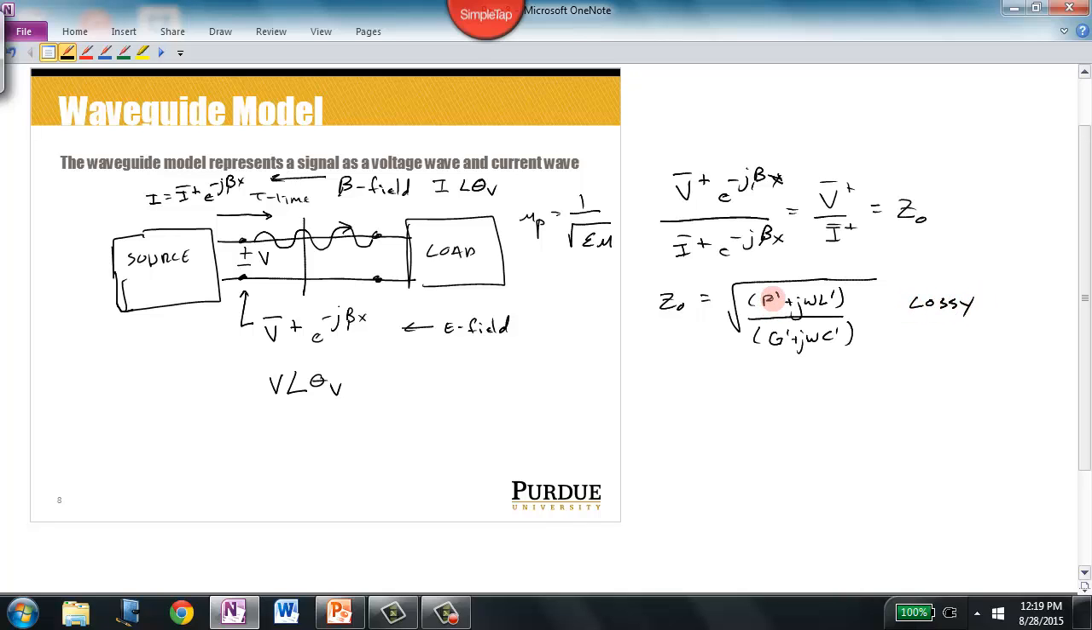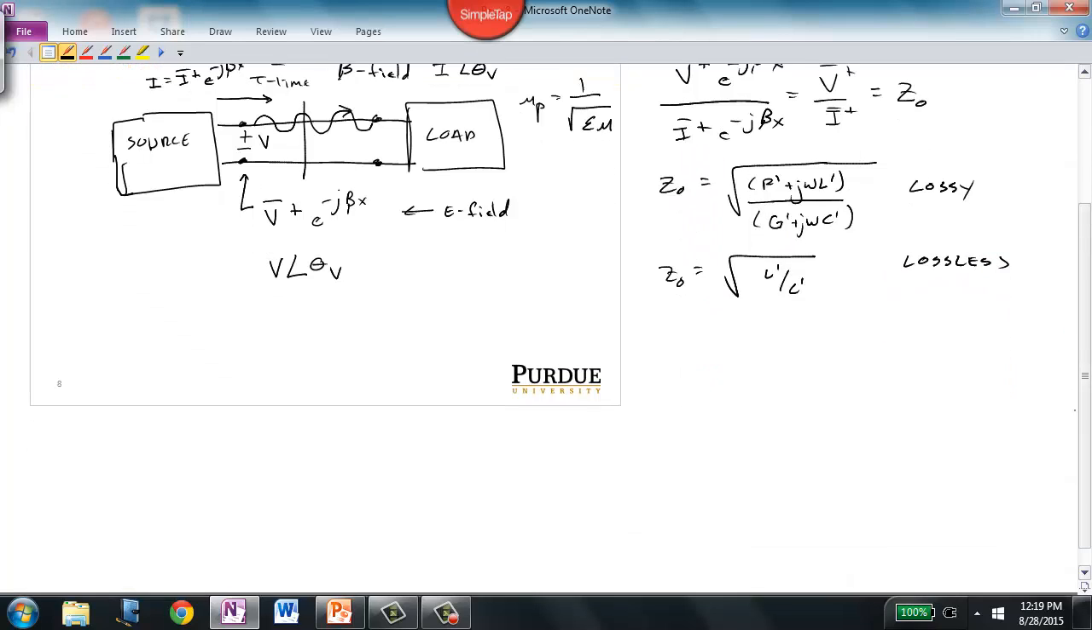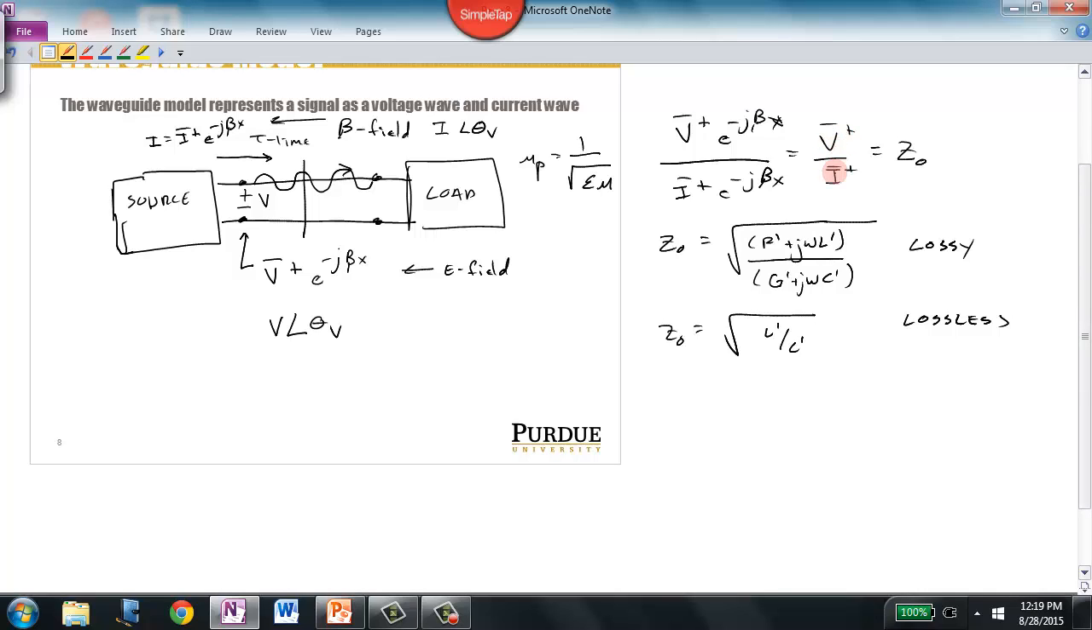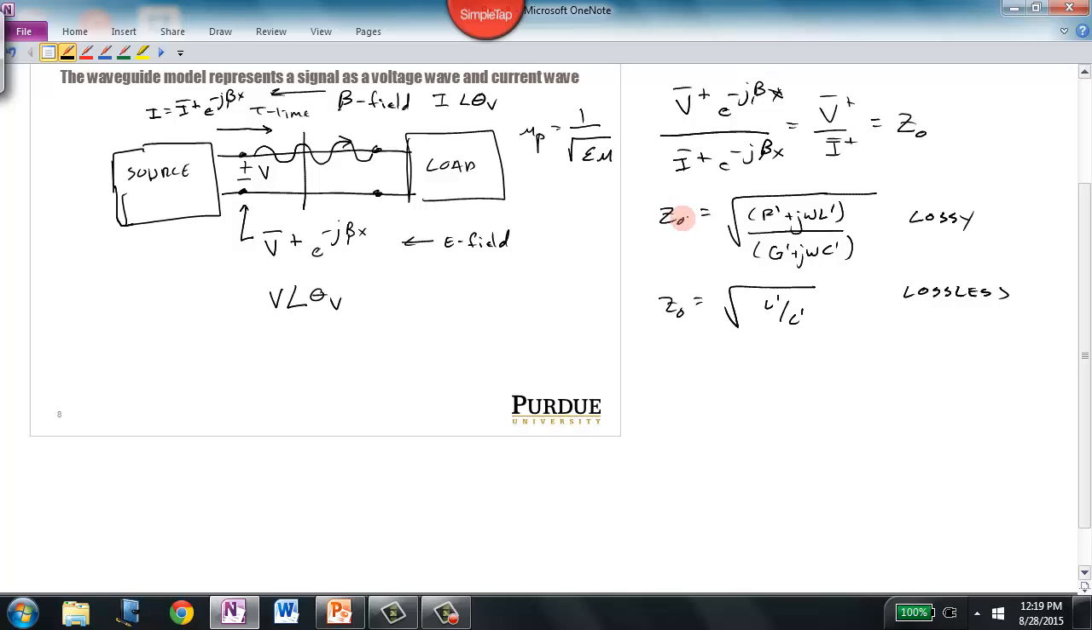In a lossless transmission line, R is 0 and G is 0, so the j omegas cancel out, and we're just left with Z0 equals the square root of L prime over C prime for a lossless T line. So those are our two different calculations for the characteristic impedance. And really what this number tells us is the ratio of voltage to current in a transmission line, whether it's lossy or lossless.